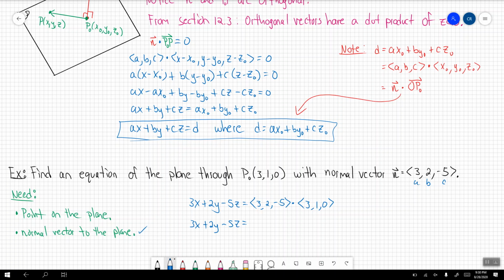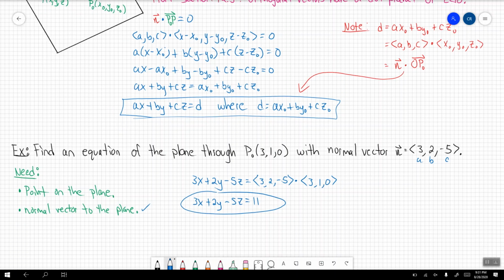Dot product for the right-hand side, 3 times 3 is 9, 2 times 1 is 2, negative 5 times 0 is 0, so it's really 9 plus 2, which is 11. There you are. No fuss, no muss. Got it all. Isn't that amazing? Gosh, I truly love math. Okay, so yay, here we go.